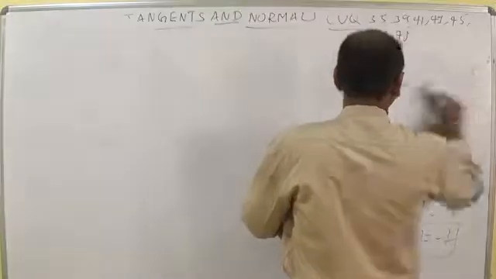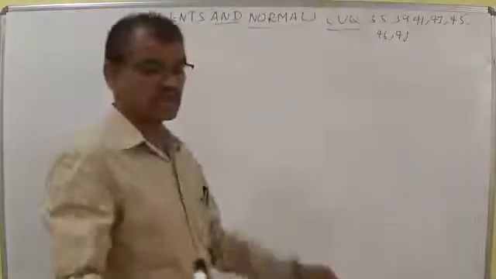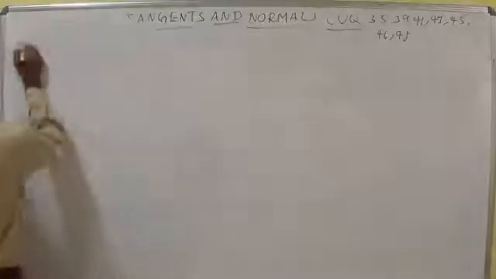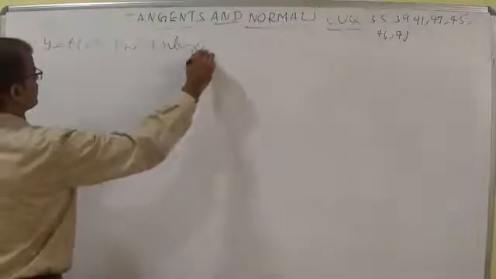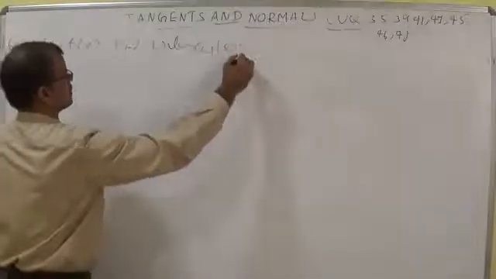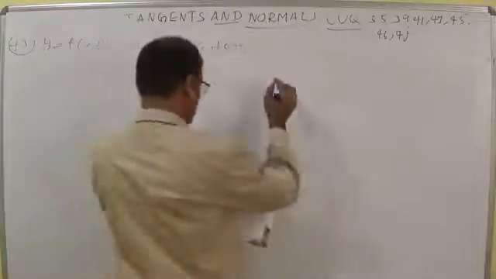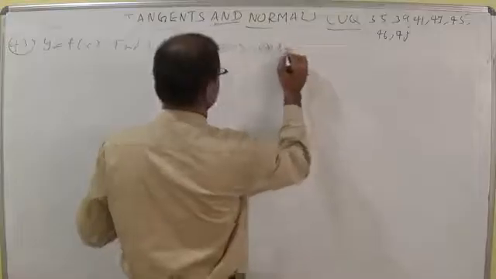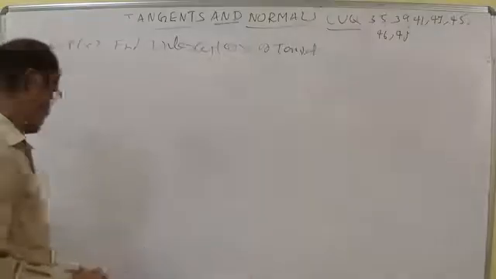Next, 43rd question. The intercept made by tangent of the curve y is equal to f of x at x1 comma y1. 43. Y is equal to f of x is given. You should calculate intercept of x made by the tangent, intercept of x of tangent. So what is the value of equation of tangent?